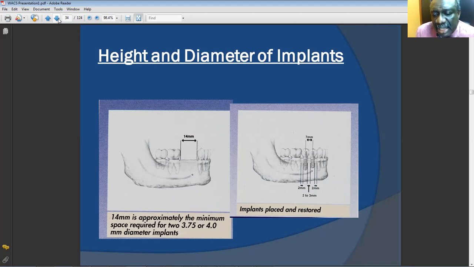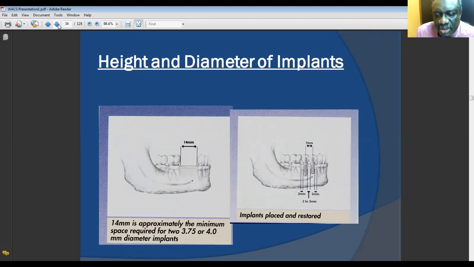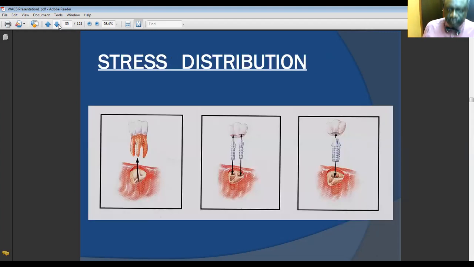So 2 plus 2 plus 2 is 6. And then 4 plus 4 is 8. So when you add 6 to 8, it is 14. And that is the length that you have there for the edentulous space that you want to restore.